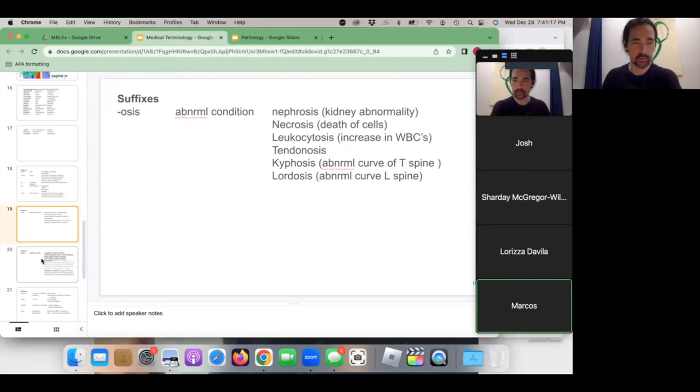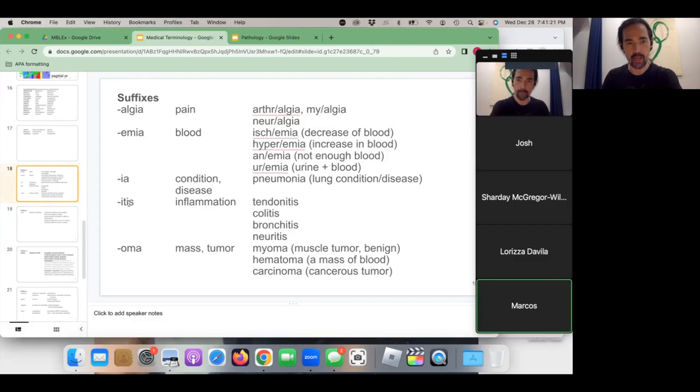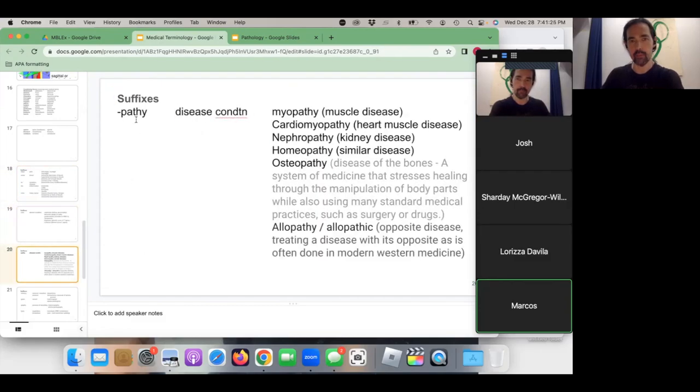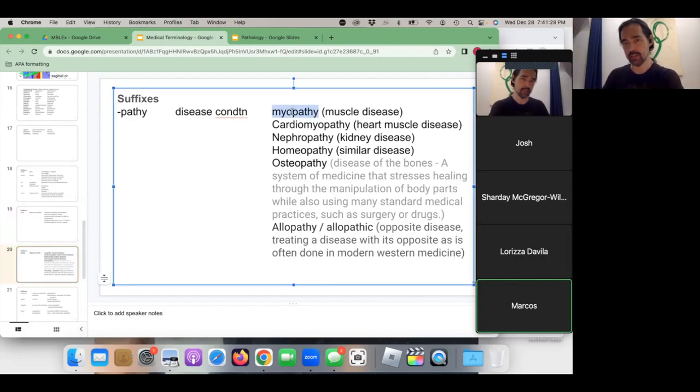Yeah, osis. You'll see it less commonly than itis, but it is a term to keep in mind for sure. Pathy, like disease condition: myopathy, a disease of the muscles; cardiomyopathy, a disease of the heart muscle. Also, in terms of healing diseases, homeopathy, osteopathy, allopathy, allopathic.